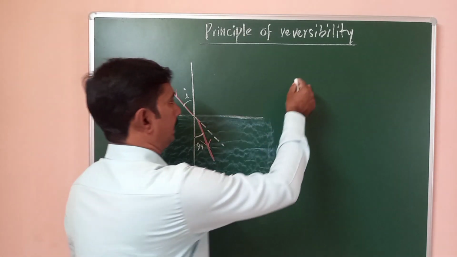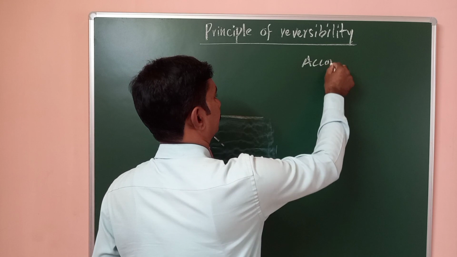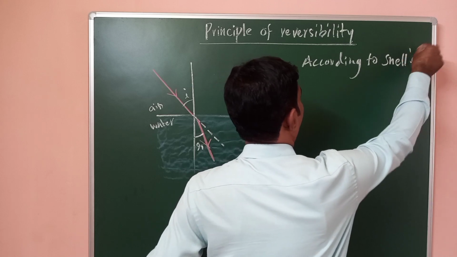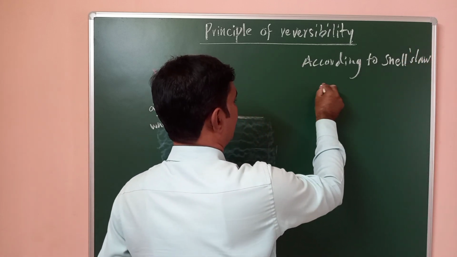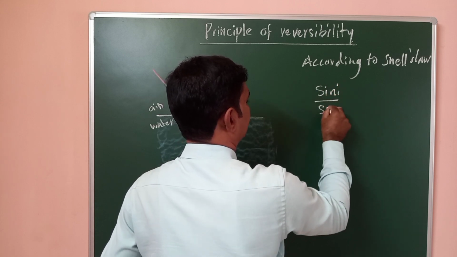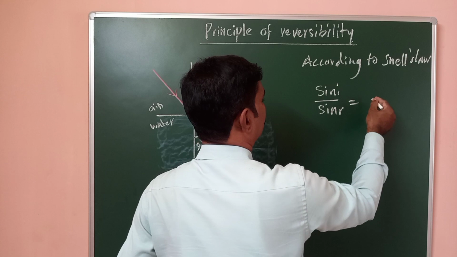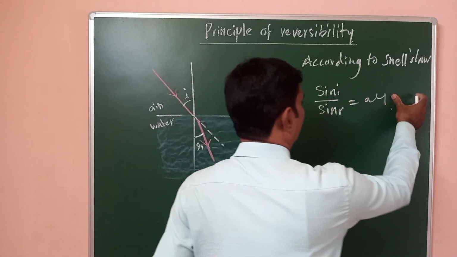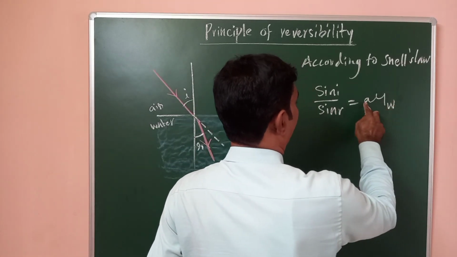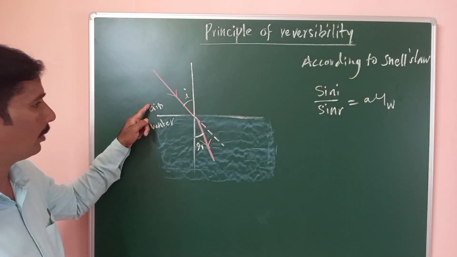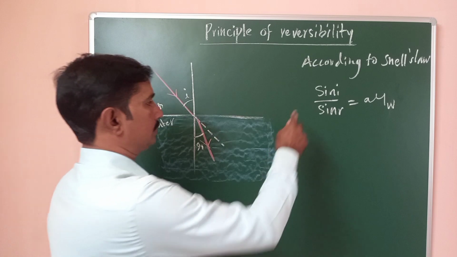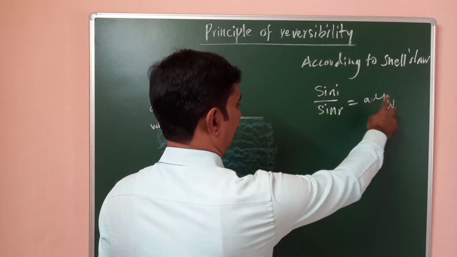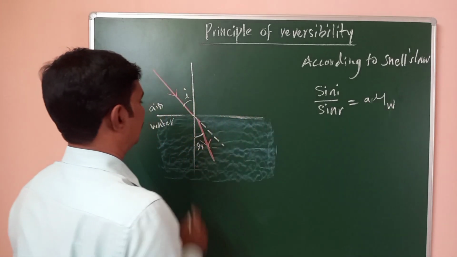For this, we write according to Snell's law. According to Snell's law, sin i by sin r is equal to mu A to W. Light is traveling from air to water. According to Snell's law, sin i by sin r is equal to mu A to W. The first medium is air and the second medium is water. This is according to Snell's law.